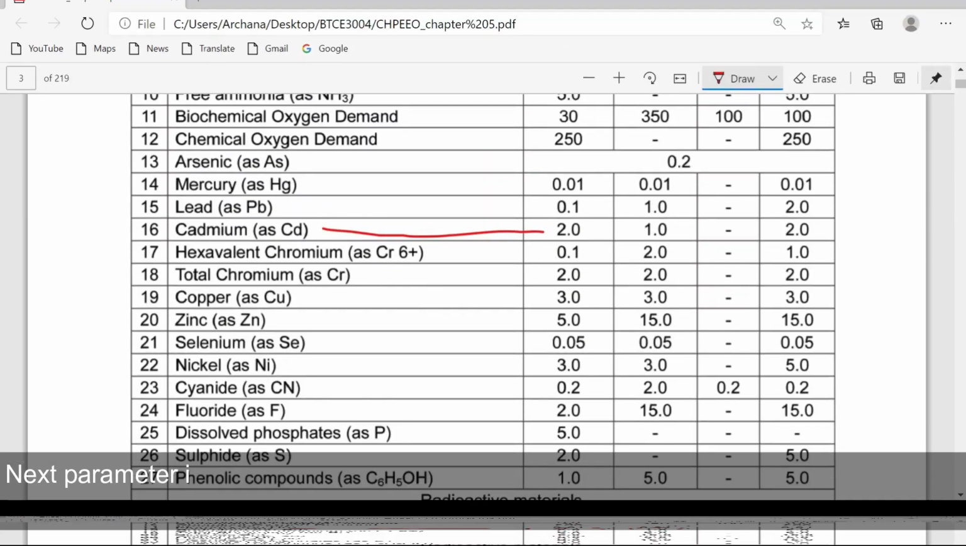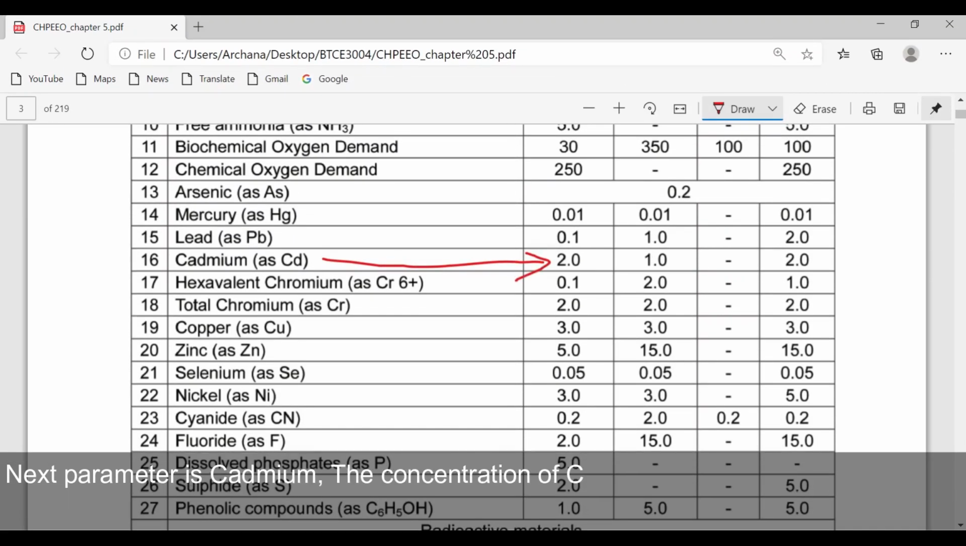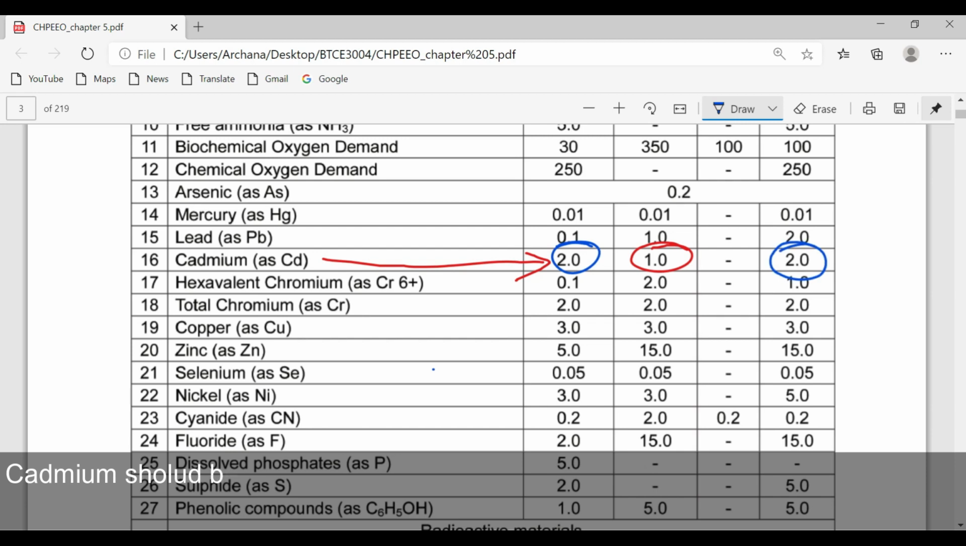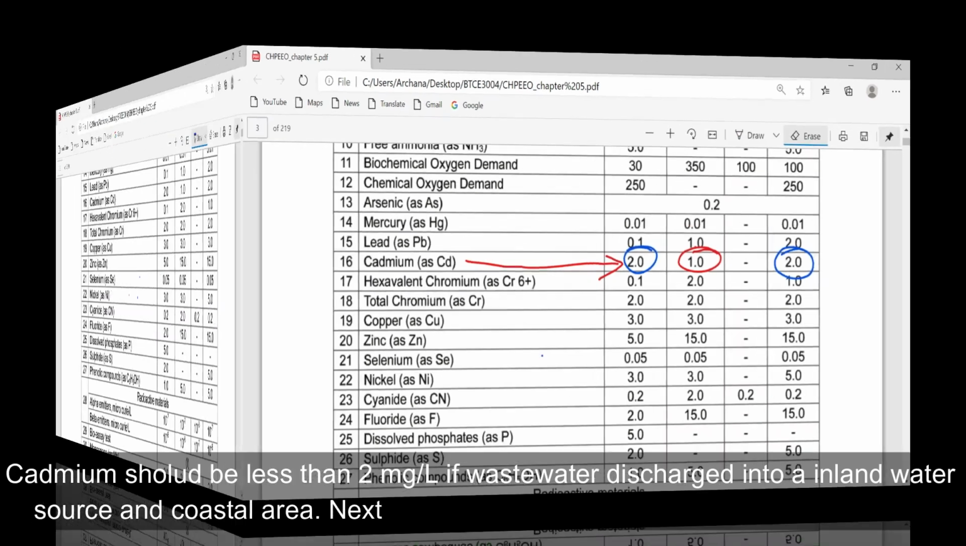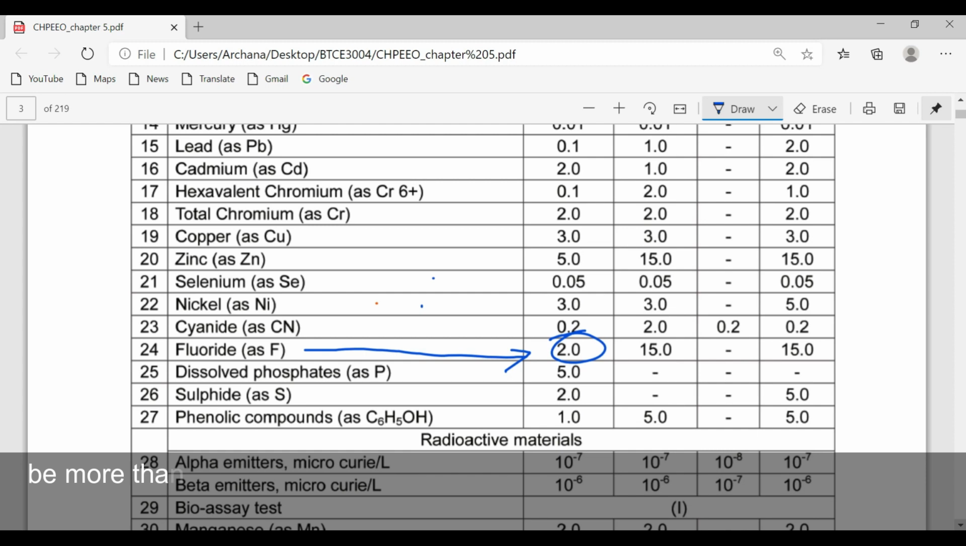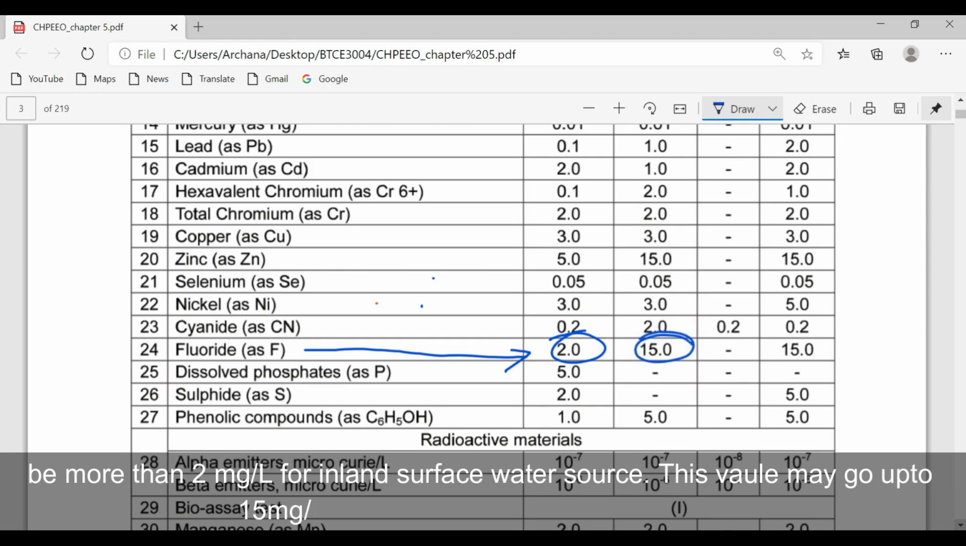Next parameter is cadmium. The concentration of cadmium in the wastewater should not be more than 1 mg per liter if discharged into a sewer. The concentration of cadmium should be less than 2 mg per liter if wastewater is discharged into an inland water source and coastal area. Next, fluoride. Fluoride in the wastewater should not be more than 2 mg per liter for an inland surface water source, and this value may go up to 15 mg per liter for public sewer and coastal area.